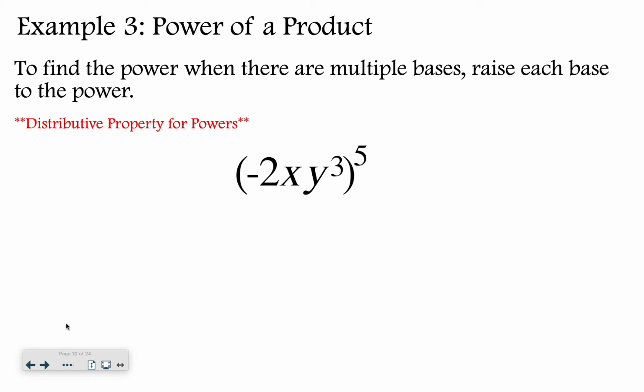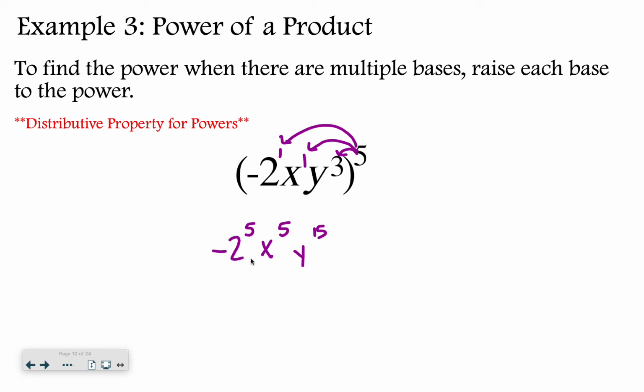So this one is called power of a product. So it's kind of combining the two things that we've talked about already. This is essentially the distributive property for powers. So that means that if you look inside your parentheses, this is -2 to the 1st power, x to the 1st power, y to the 3rd. So you distribute to all of your exponents. Okay, so you would have -2 raised to the 5th power, and then x to the 5th, y to the 15th.